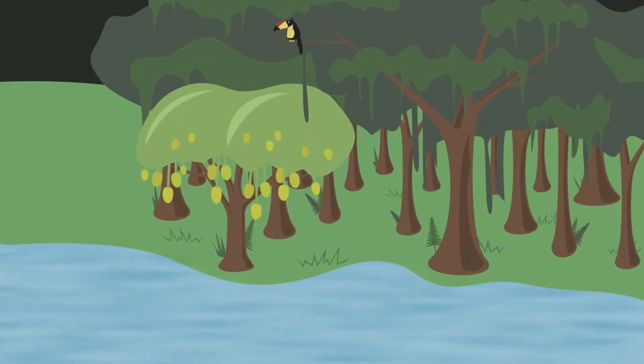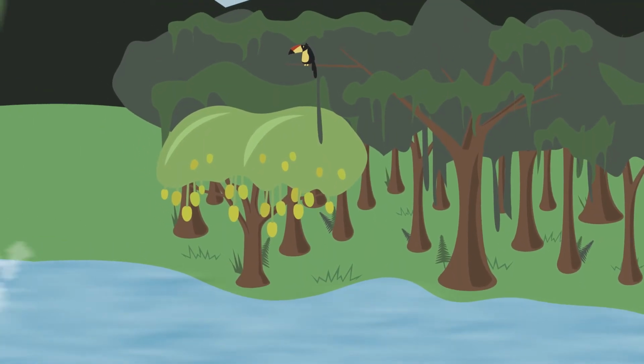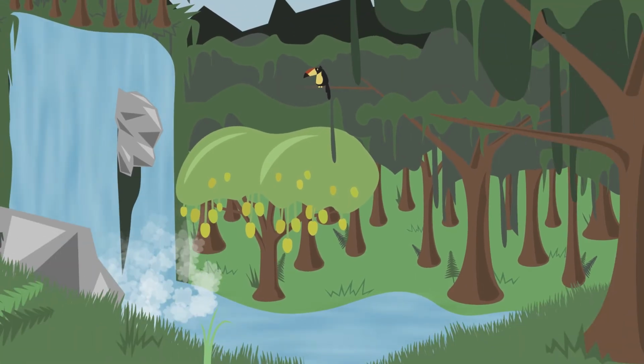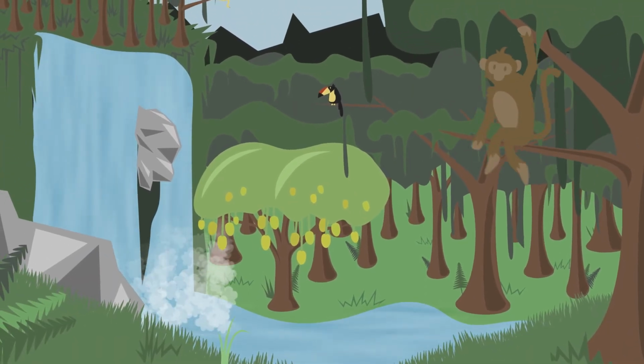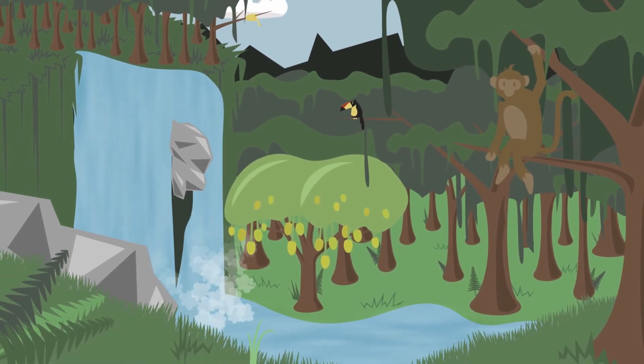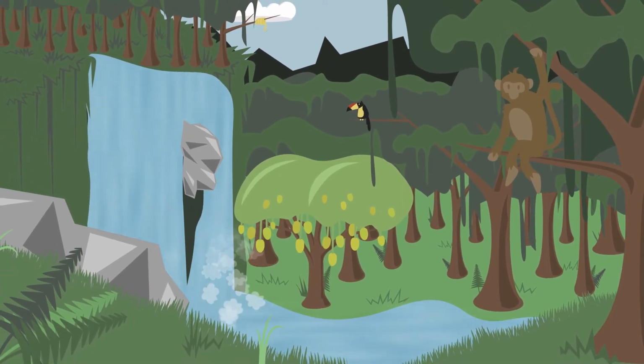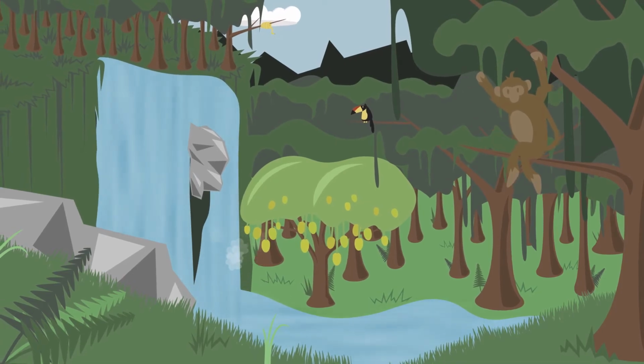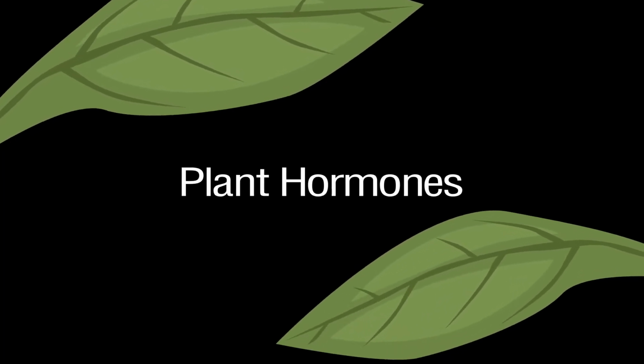Hiking through the Amazon rainforest, you observe a cascading waterfall, luscious greenery, and exotic wildlife. Although not visible, the plants and animals you see in this environment have hormones rushing through their systems, allowing for growth and development. In this episode, we will examine different types of plant hormones.